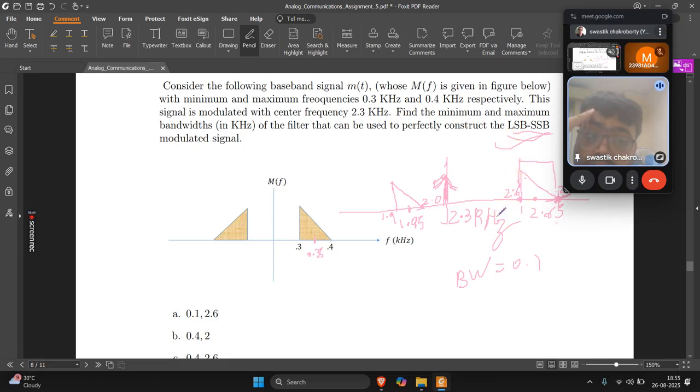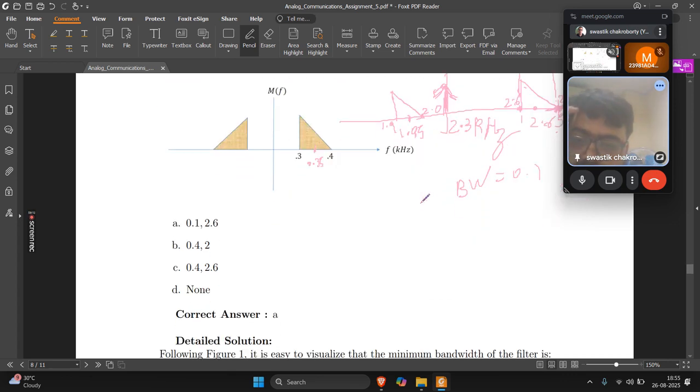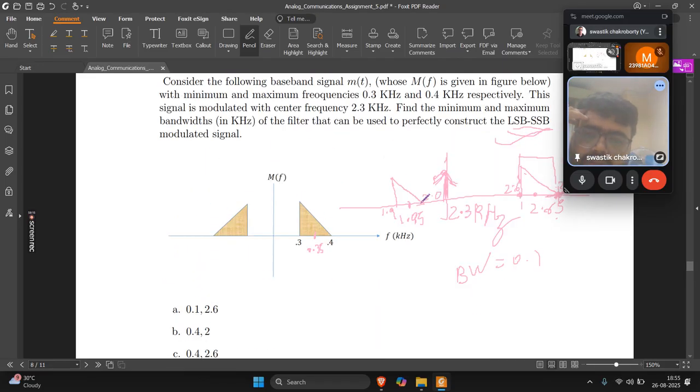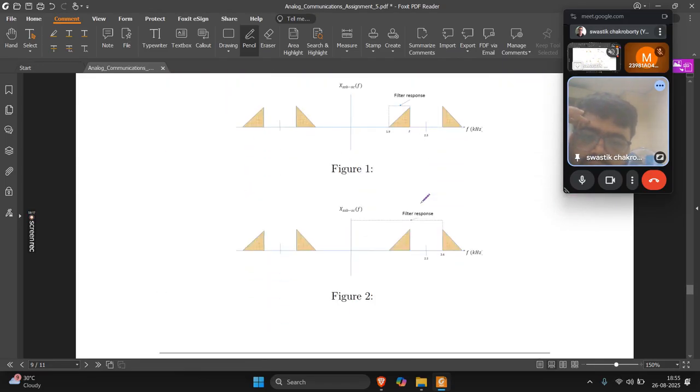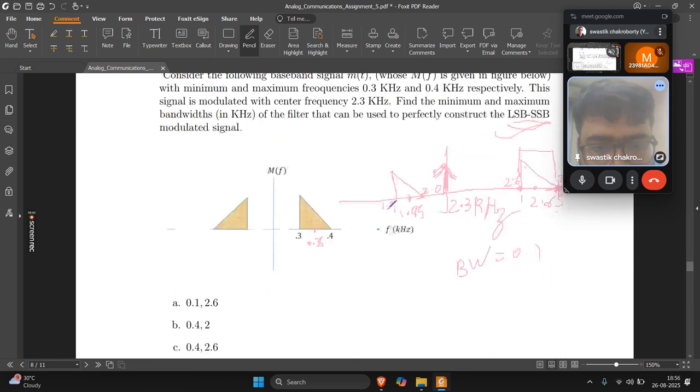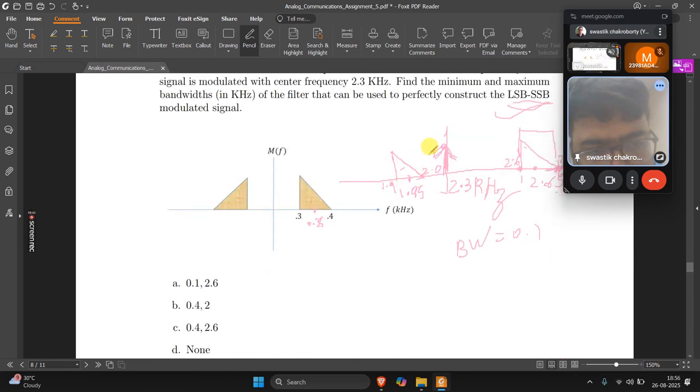Since we are taking SSB-SC, we will take the low pass filter. We will only take the lower sideband. So if we take the lower sideband, we have to cut off here. So for a low pass filter, if we only want to take the lower sideband, we have to cut off here. So your bandwidth is 2.0.